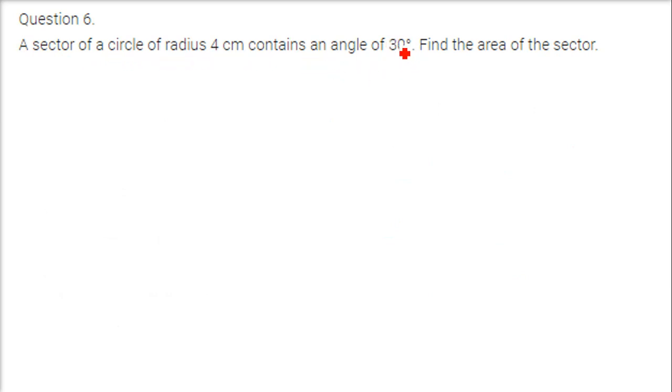A sector of a circle of radius 4 centimeters contains an angle of 30 degrees. Find the area of the sector.